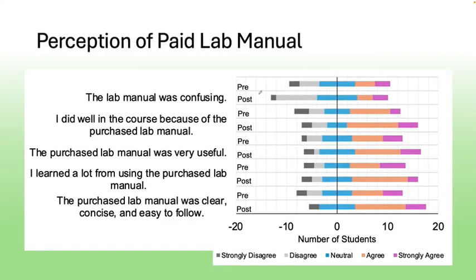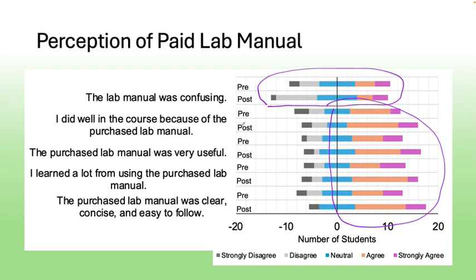So we then asked the students if they've used a paid lab manual, any kind of lab manual in the past, so it could be physics, chemistry, or biology, what their perception of those paid lab manuals were. And so for the most part, students were split 50-50-ish with regards to the manual being confusing, but the response was overall pretty positive in terms of how they felt that the manual impacted their learning.